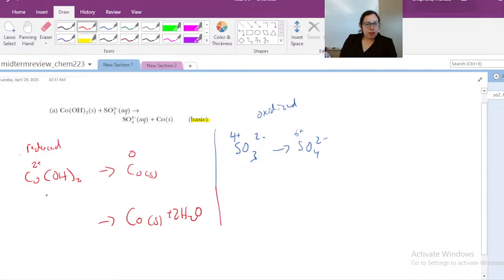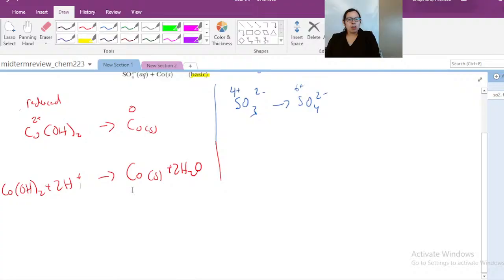And then, okay, balance out our hydrogens. So 2 hydrogens, 4 hydrogens. So now I need 2 hydrogens. Except now we're in basic conditions, right? So we have to neutralize our hydrogens. So if this had been acidic, we could have stopped here.